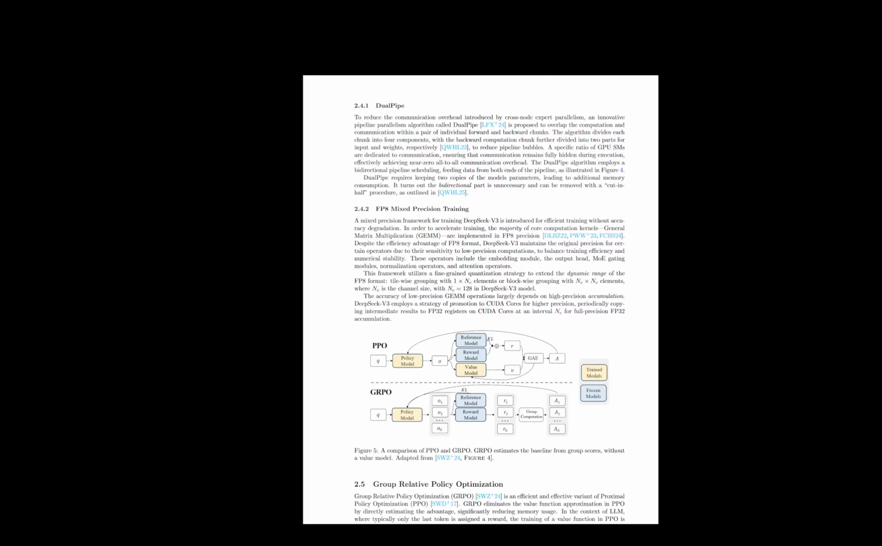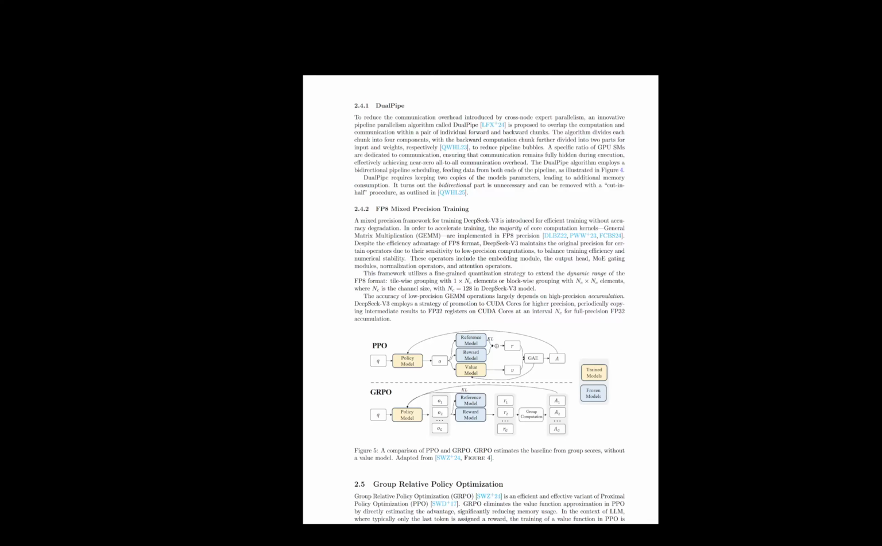A specific ratio of GPU SMs are dedicated to communication, ensuring that communication remains fully hidden during execution, effectively achieving near-zero all-to-all communication overhead. The DualPipe algorithm employs a bidirectional pipeline scheduling, feeding data from both ends of the pipeline, as illustrated in Figure 4.